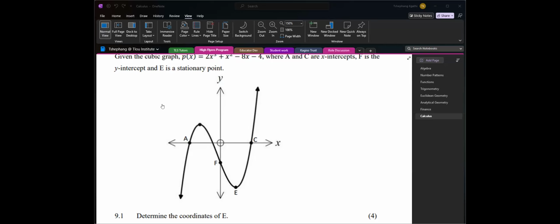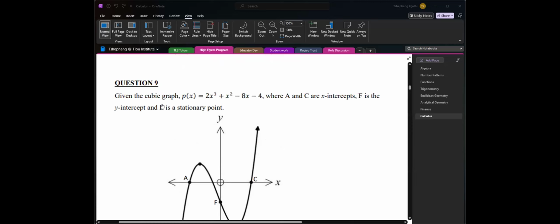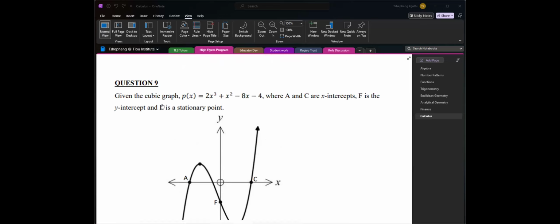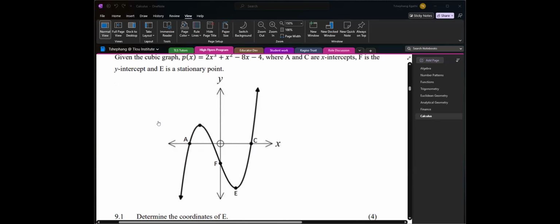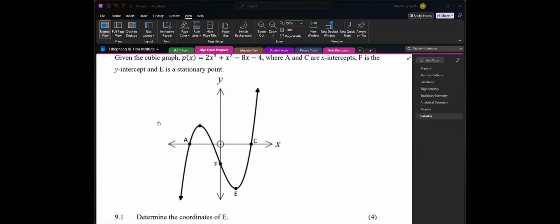Okay, so here they say, given the cubic graph, p of x is equal to 2x to the power of 3 plus x squared minus 8x minus 4, where a and c are x-intercepts, f is the y-intercept, and e is the stationary point. The first question says, determine the coordinates of e. That shouldn't be a problem.